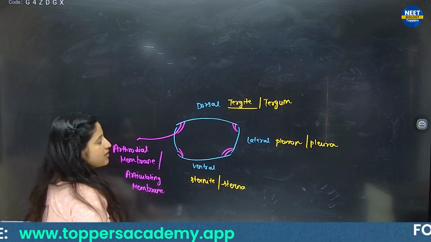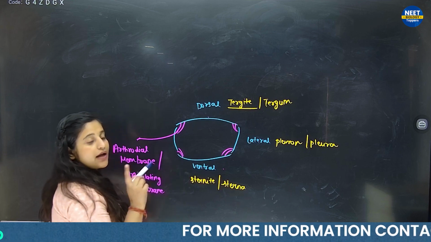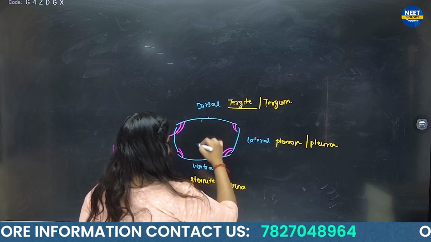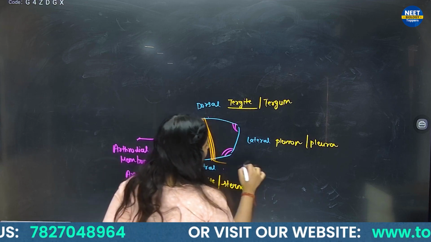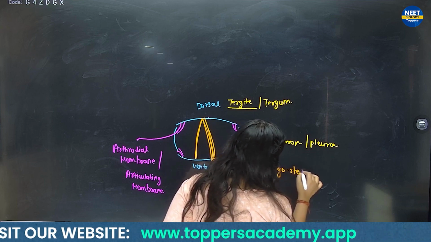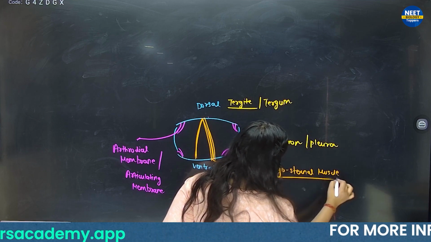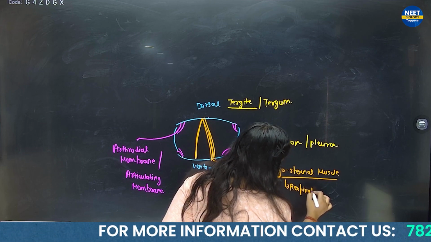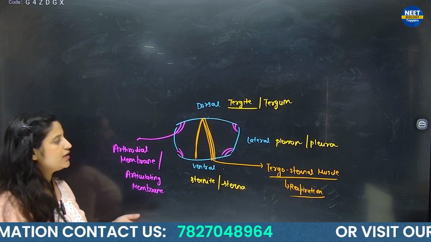Next, between the dorsal sclerite and the ventral sclerite, a muscle is present. The name of this muscle is the tergosternal muscle, which is responsible for the respiration process.